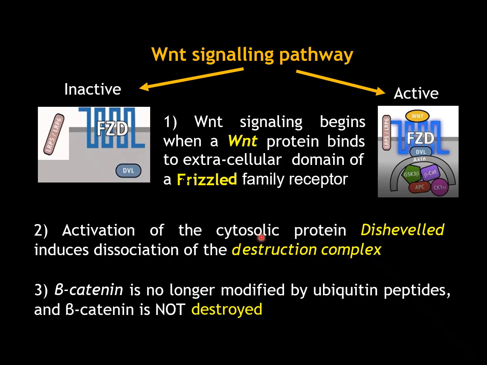So the Wnt signaling begins when Wnt proteins bind to the extracellular domain of Frizzled. Then the activation of the cytosolic protein Dishevelled induces the dissociation of the destruction complex, and beta-catenin is no longer modified by ubiquitin, and beta-catenin is not destroyed anymore. So here is the explanation of the beta-catenin that we were talking about last time.